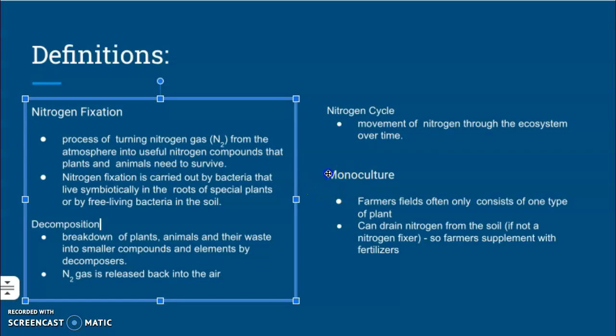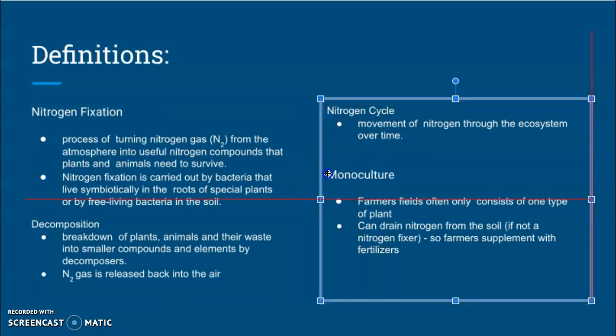And another new word here is monoculture. So monoculture is really important because this is what we have happening a lot in our farms. And so what they do is they only plant one type of plant. And what happens is that can drain the nitrogen out of the soil. It can also use up the nitrogen fixers in that soil. So we need to have some variation.